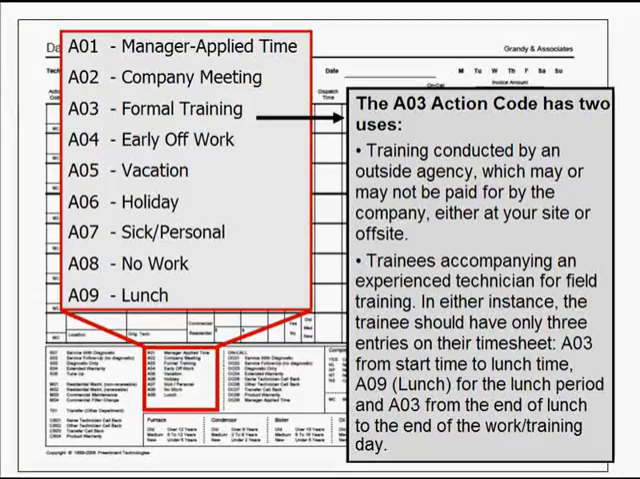Same situation if he's on a holiday that's going to be paid for. He uses the action code AO6. If the company allows sick or personal time that they pay for, that would be an AO7. If the technician is simply told, hey, don't come to work tomorrow, and he's not going to be paid for it, again, he needs to turn in a timesheet. That will be AO8. And make sure each of your technicians takes lunch every single day. And when they do that, they use the code AO9.